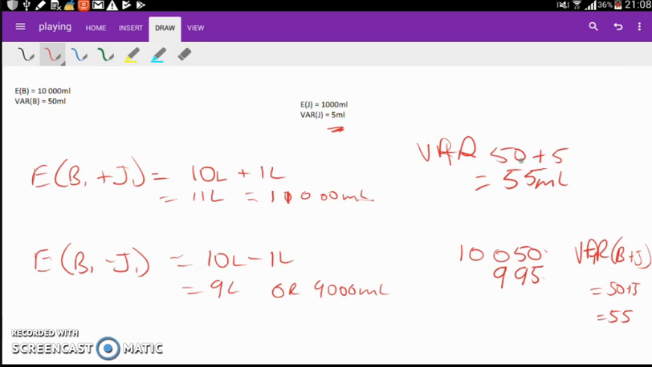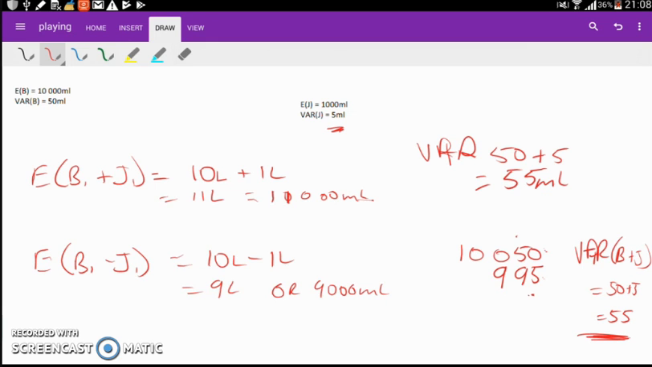And the same thing would happen if the bucket had 50 mils not enough, so we're 50 mils down, the jug takes out 5 mils too much, so we're 55 mils down. Either way, our variances get added.